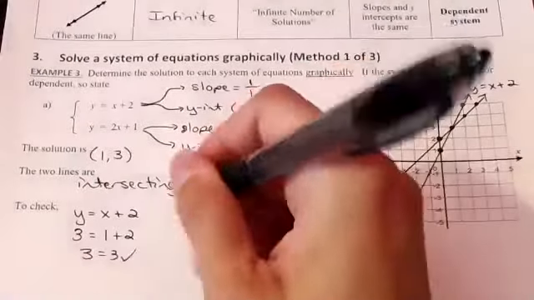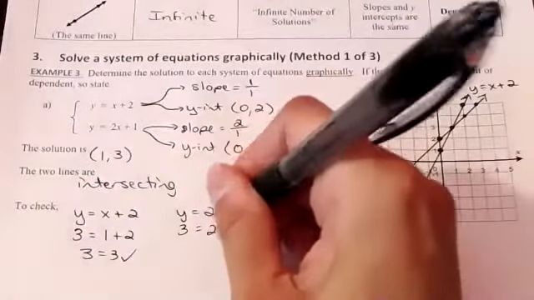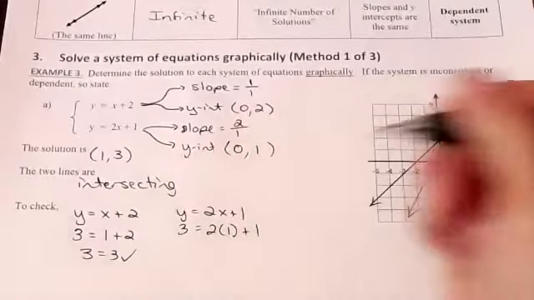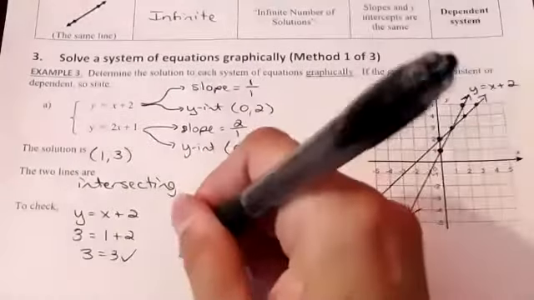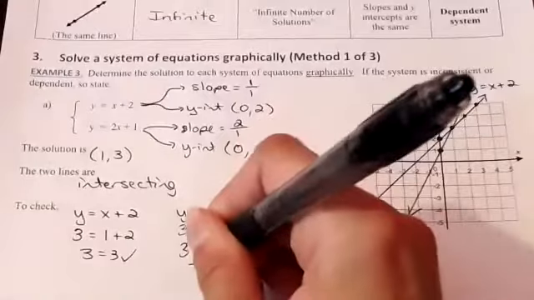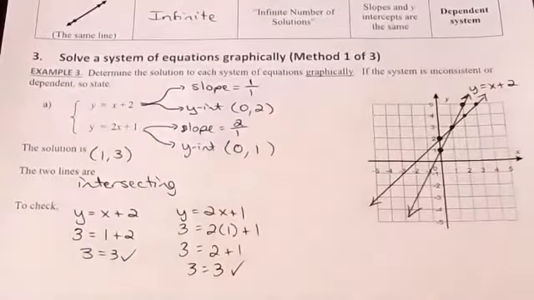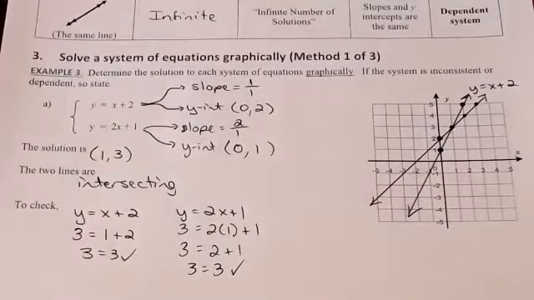But you have to check both equations. It's not enough just to check one of them. Y is 3, x is 1. So we have 2 plus 1, and it also checks. Perfect. So we did this correctly. Beautiful.